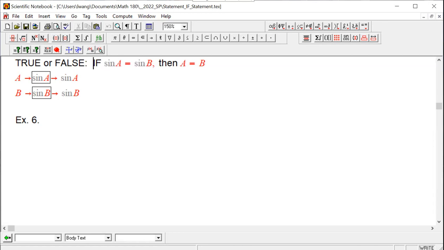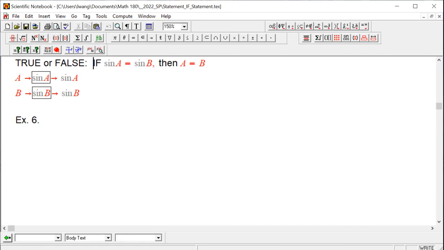If true, always true. If false, once false. If you think it's true, you need to demonstrate it is true. If you think it's false, you just need to give one counter example, because false once is false. So tell me, is this true or false? Okay, you can pause the recording right now and think about it. Okay, I'm just going to review the answer to you. The statement is completely false.